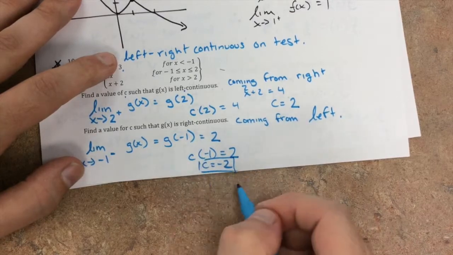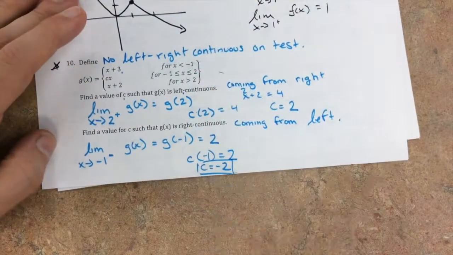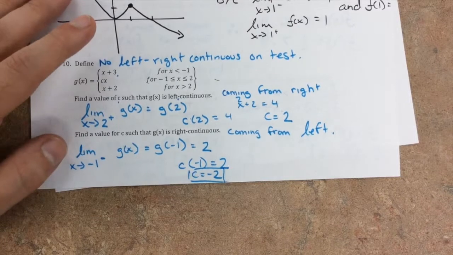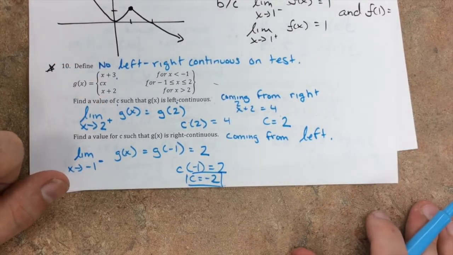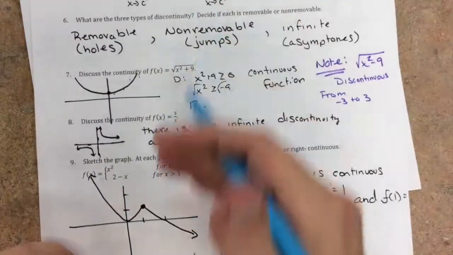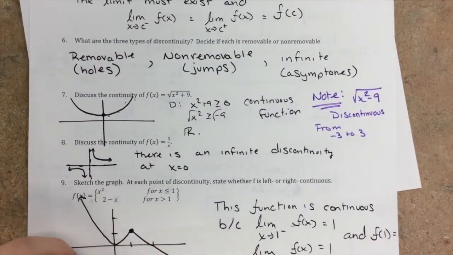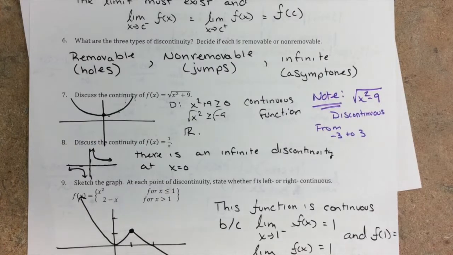So in both of these, we're using each given piece of the piecewise, which is super confusing, to find out what the value is. This will not be on your test. Hopefully everything else that we went over today clarifies some things, and good luck.